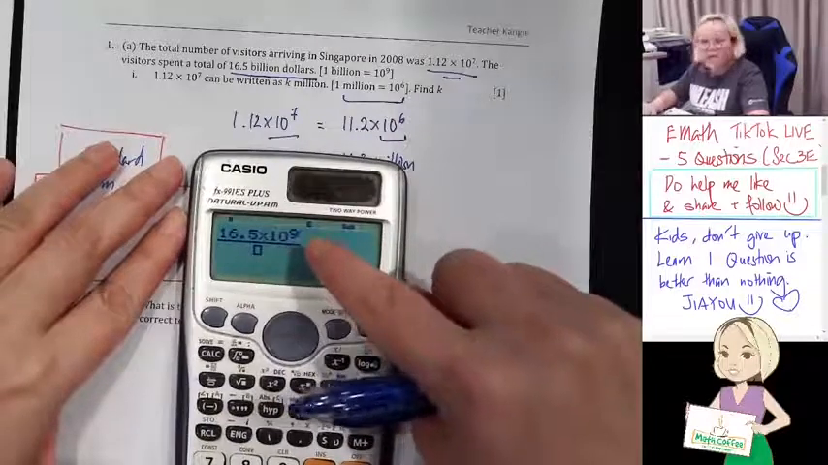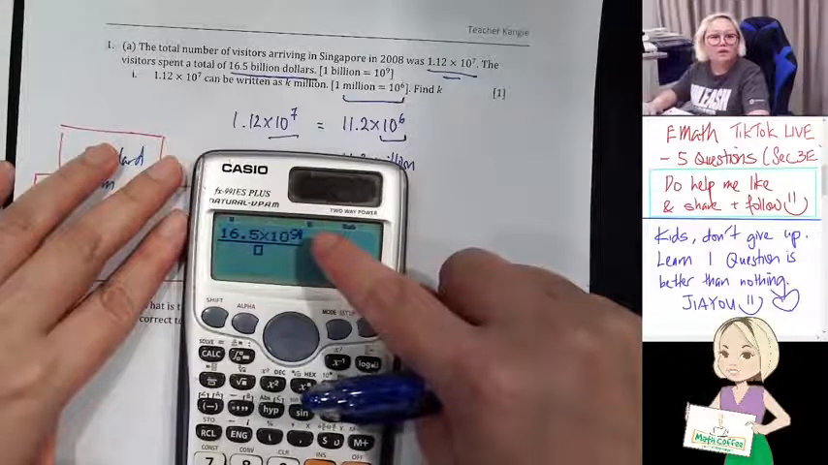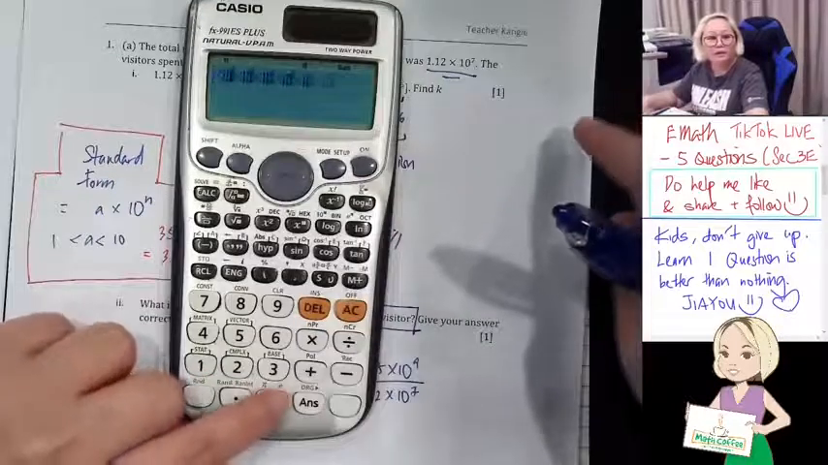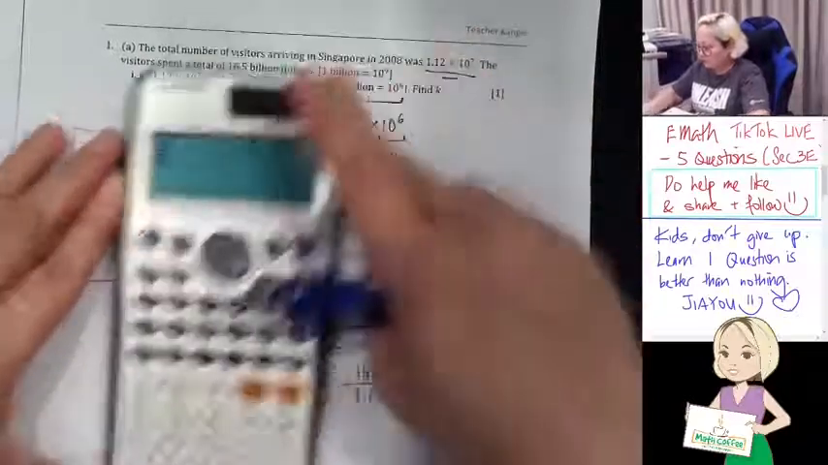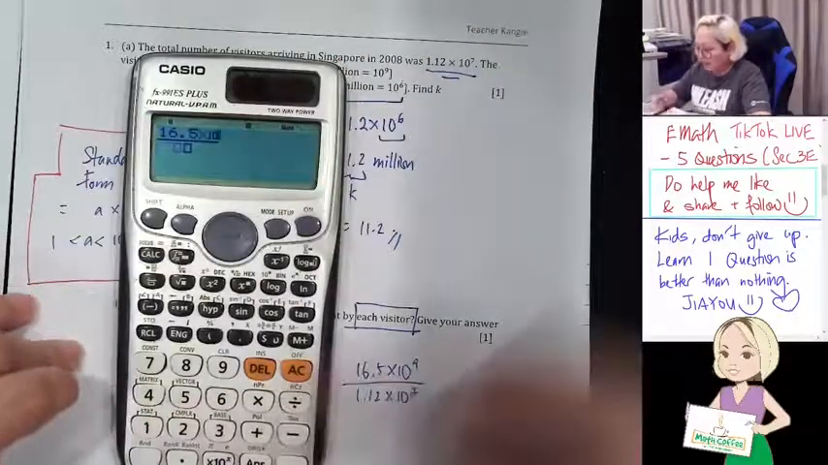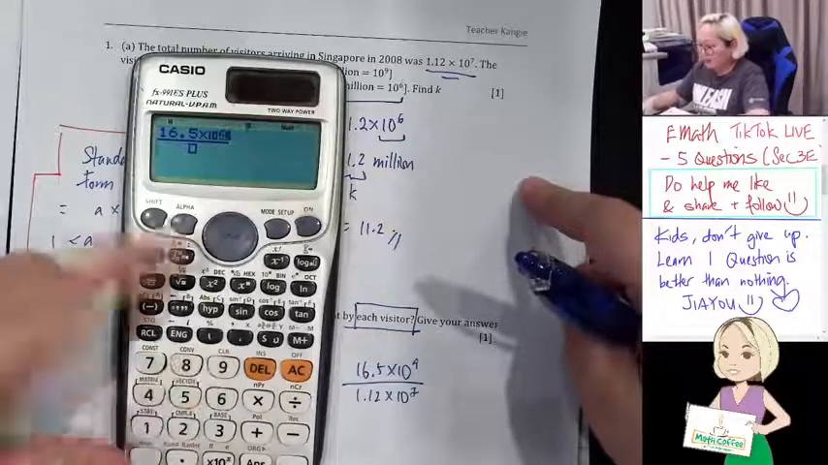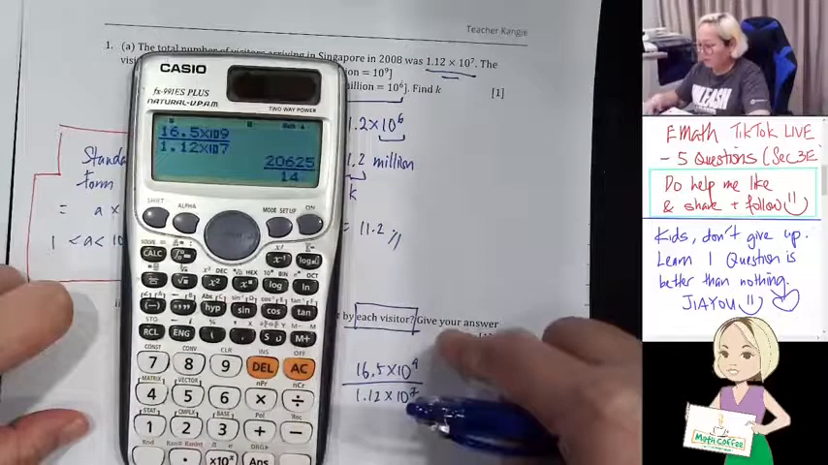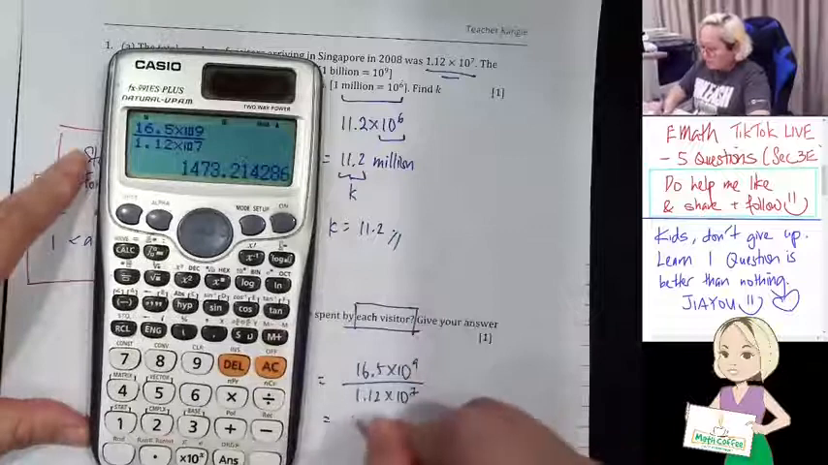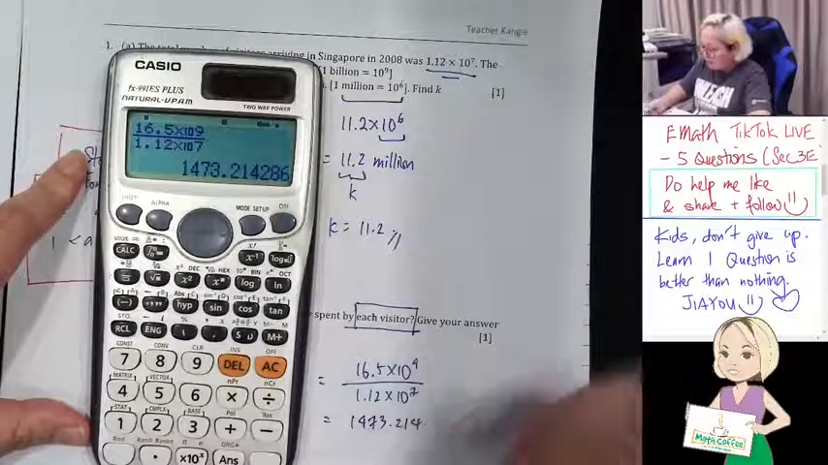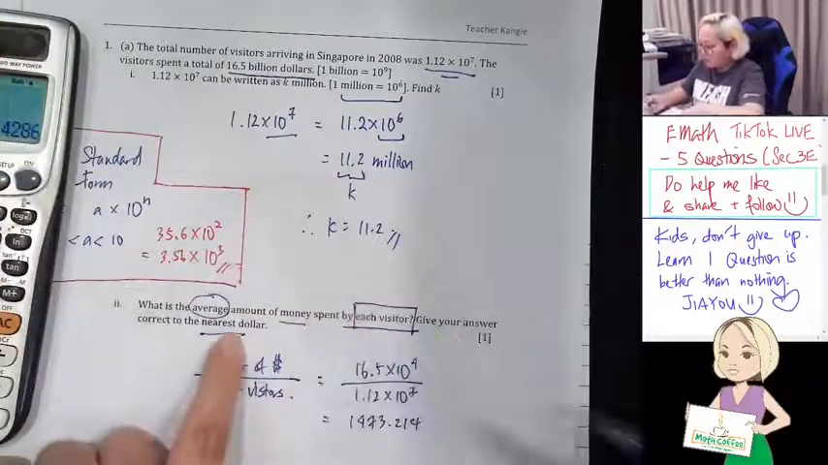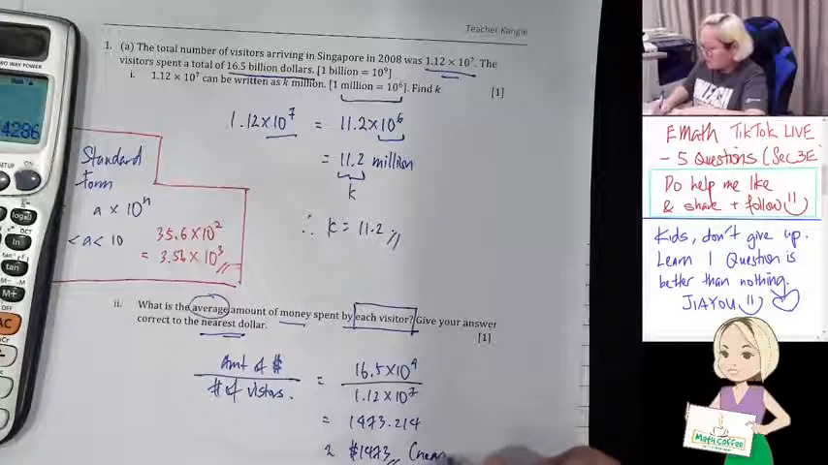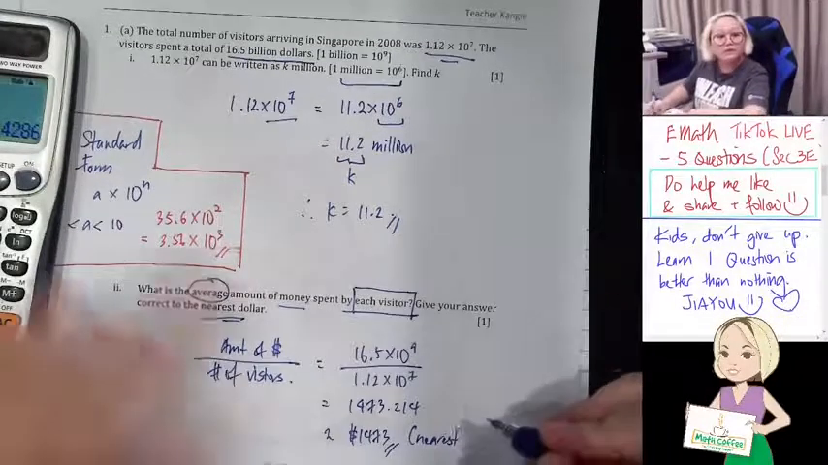This is the so-called long method. Actually there's a button here. Do you see times 10 to the power or something here? So what I'm going to do is put fraction, then key in 16.5 times, this one automatically times 10 already, times 10 to the power of 9. Denominator 1.12 times 10 to the power of 7. Press equal. It becomes 1473.214. Then they say round off to the nearest dollar, so it will be 1473 dollars.